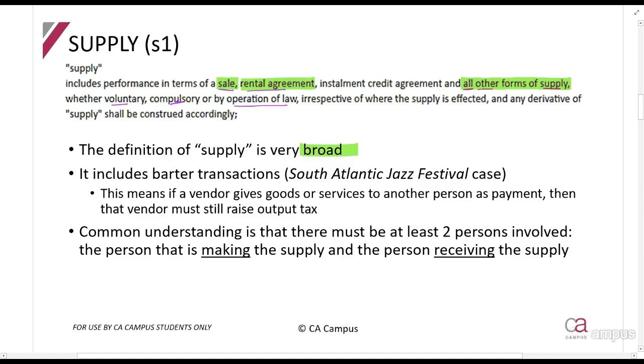So what's a supply so far, guys? If I make a sale to you, it's a supply. If I rent a car to you, it's a supply. If we sign an agreement that there's a barter transaction where you give me an asset and I give you an asset in return, that's a supply. Okay, so it's very broad. The one I specifically wanted you to pay attention to is a rental agreement, because people often forget that.